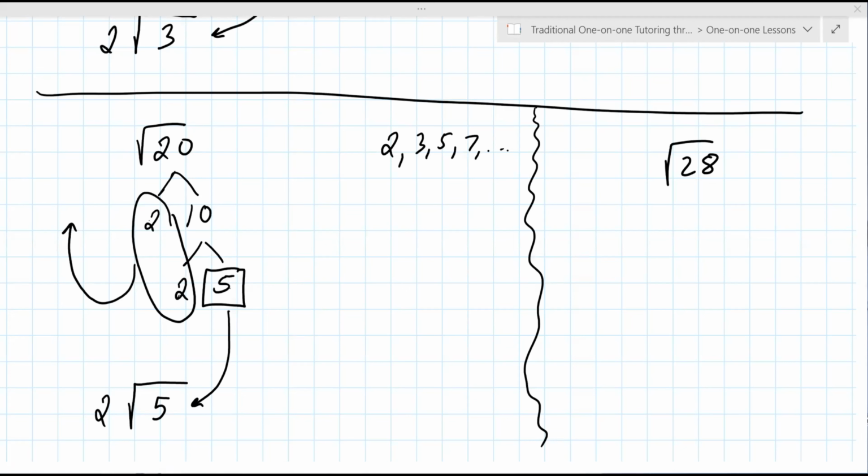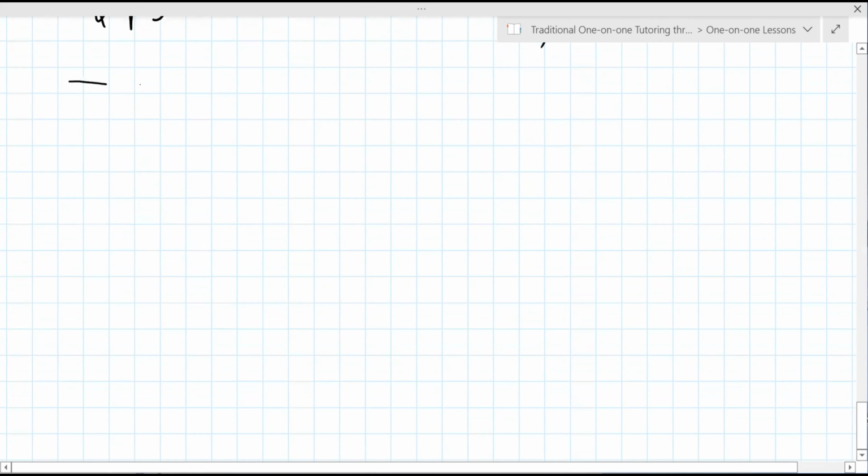Okay, I think I got it. What is your final answer? 2 square root 7. Perfect. Excellent. So now there's a ton of variation on these.